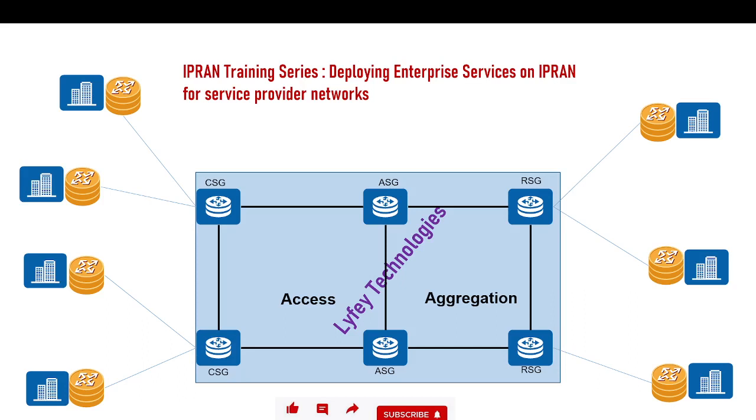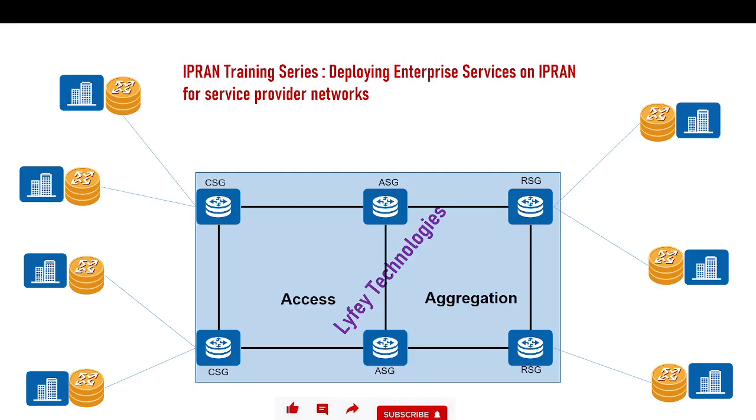So in this episode, we are focusing on how to deploy enterprise services on IPRAN network. Remember, apart from mobile services, another key service that is running on service provider networks is the enterprise service. So you realize that we have businesses. These businesses have offices in remote areas. And at the end of the day, they want to have communication from one remote office to another remote office, or they want to access the internet.